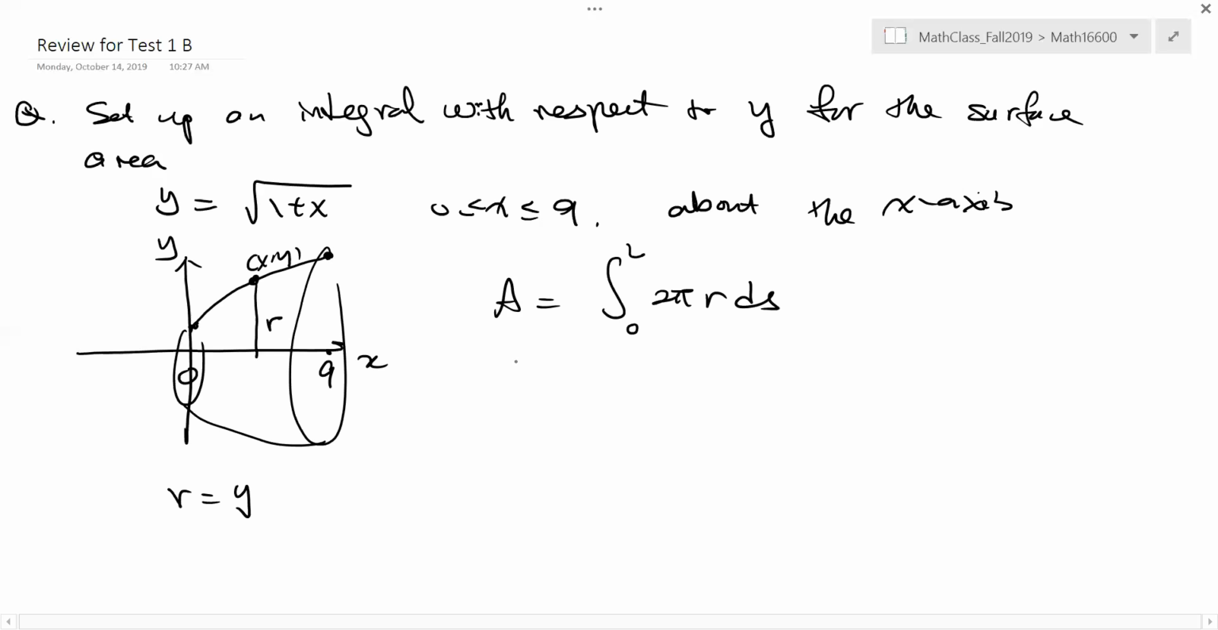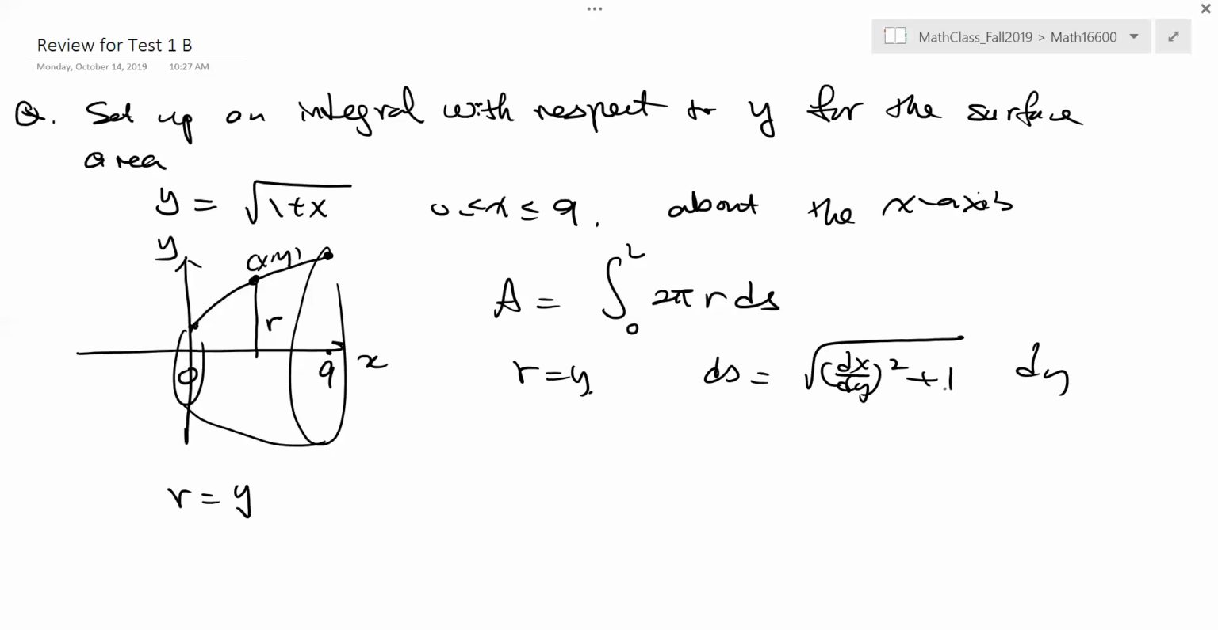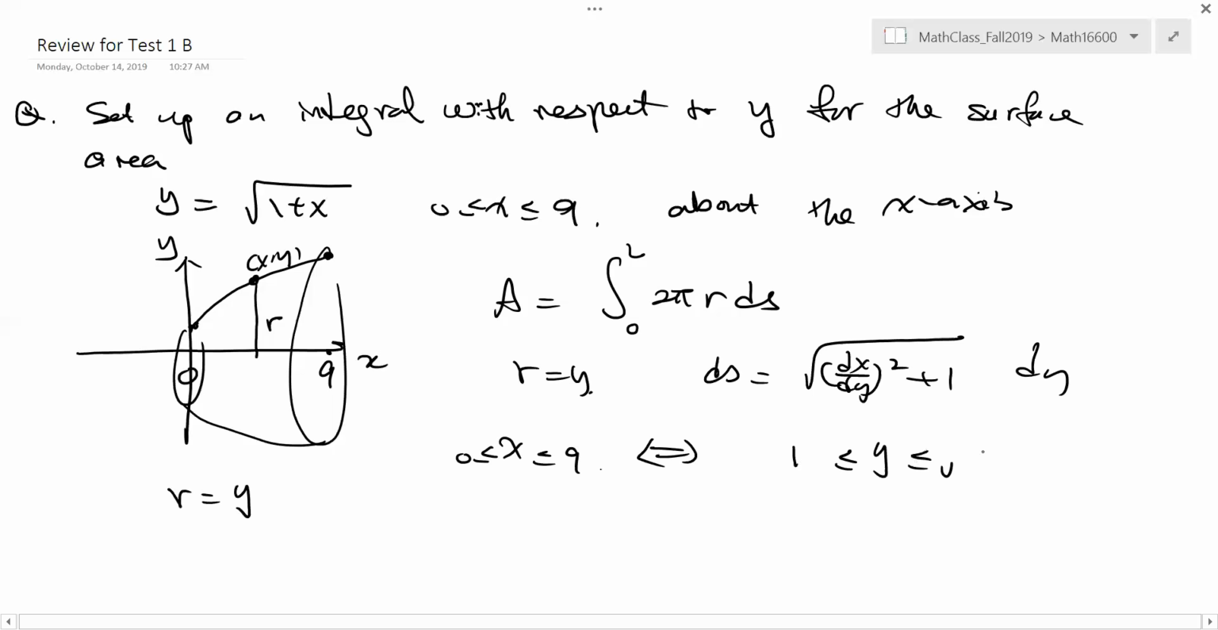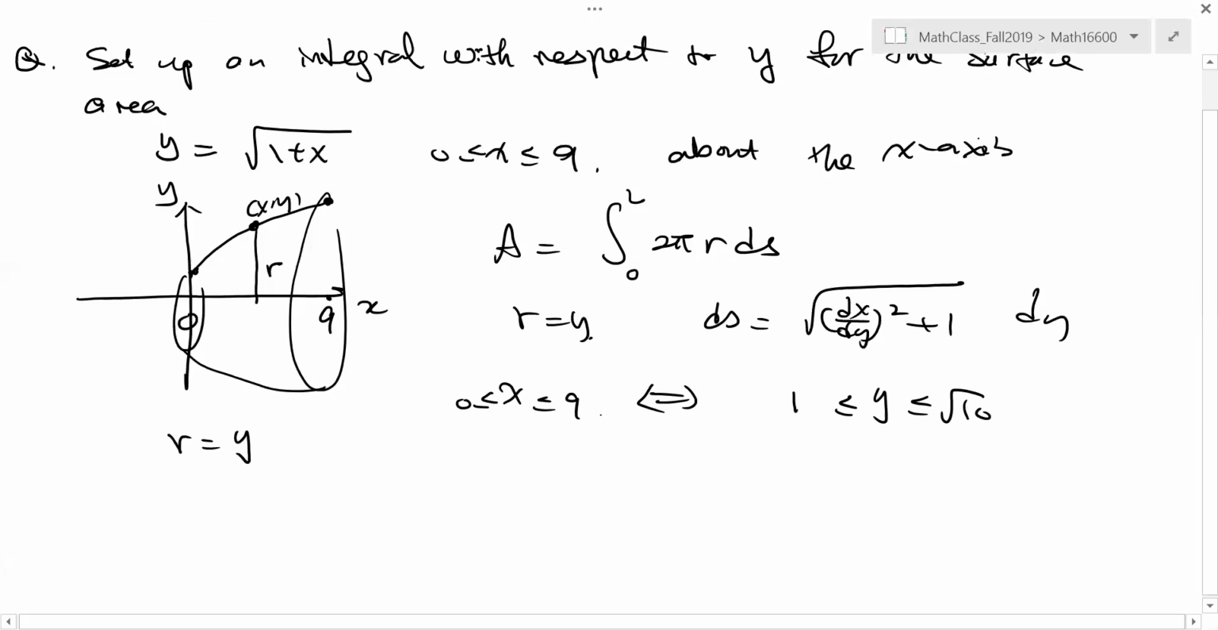So we know r equals y. We have to express ds in terms of dy because we are asking for dy. So it's going to be the square root of (dx over dy) squared plus 1. You have to use that formula. Now, what is the range for the y variable? If x is between 0 and 9, that implies y is between 1 and the square root of 10, because when x equals 9, y squared equals 10. So that's the domain.